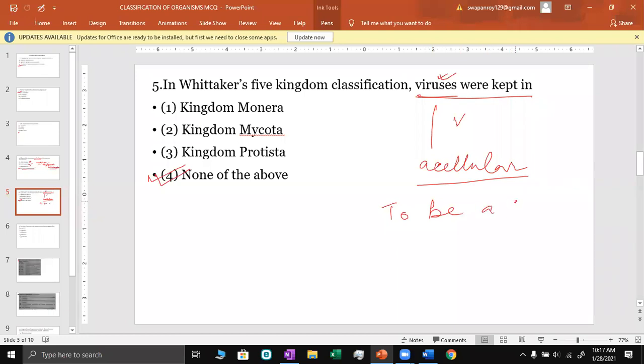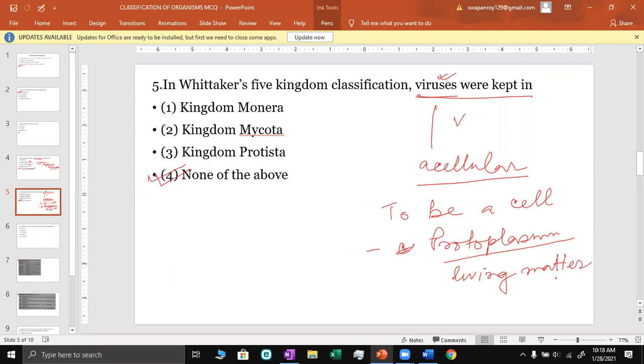To be a cell, they should have the protoplasm, which is the living substance, living matter. That is the living matter, so this is not present. To be a cell, they should have the protoplasm surrounded by cell membrane, and there is a nucleus. Minimum cellular structure is there.